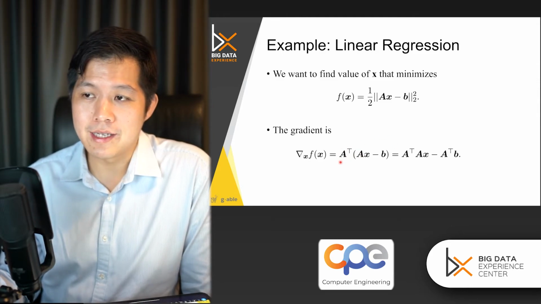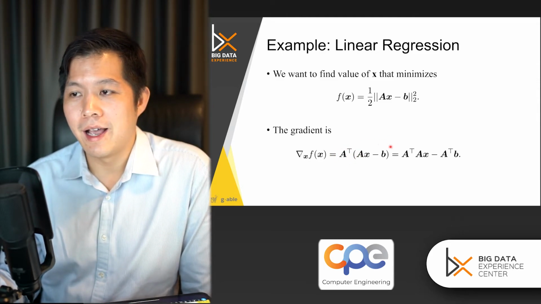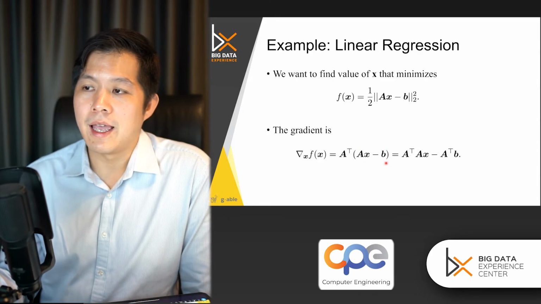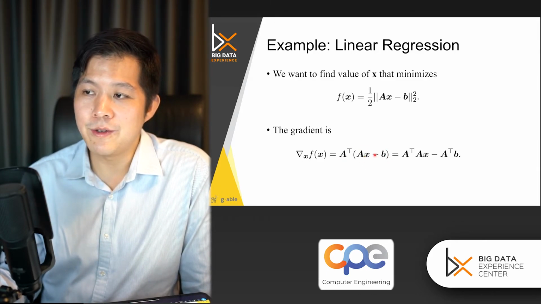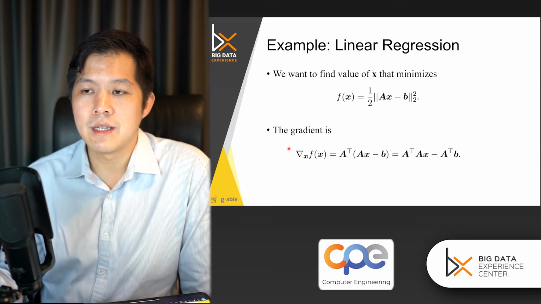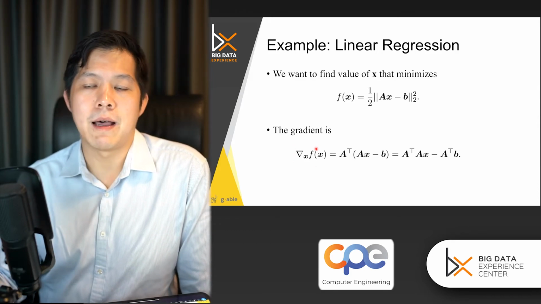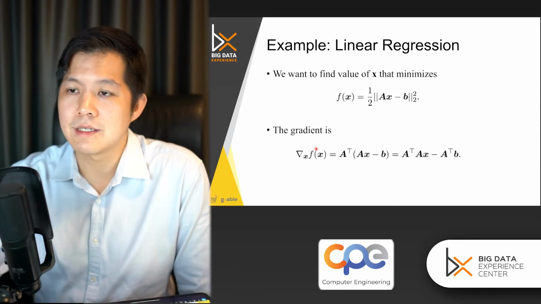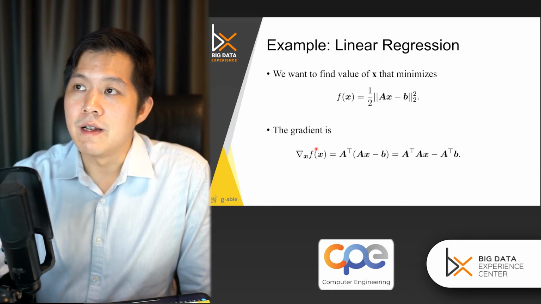So we got this as A transpose and then the Ax minus b. And this A transpose multiplying in, you get A transpose A x minus A transpose b. This is the gradient, the derivative of f(x) by x, of the linear regression.